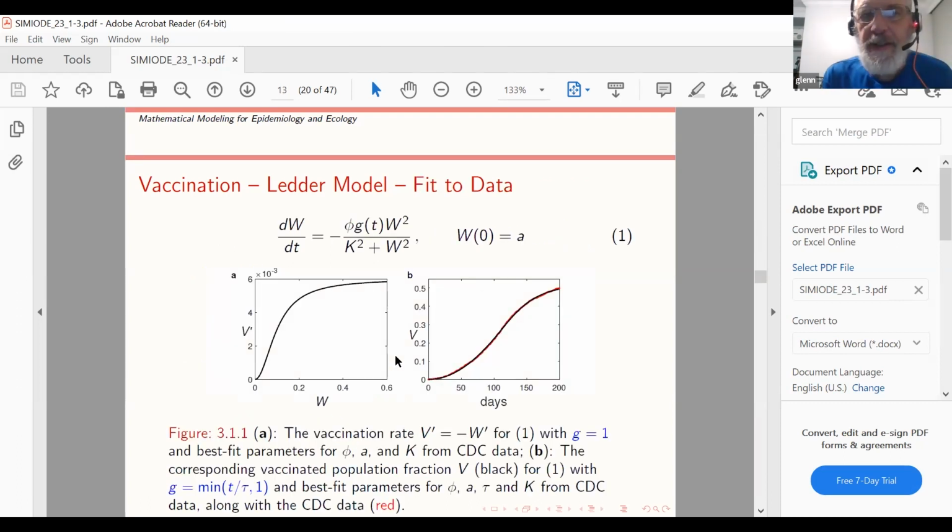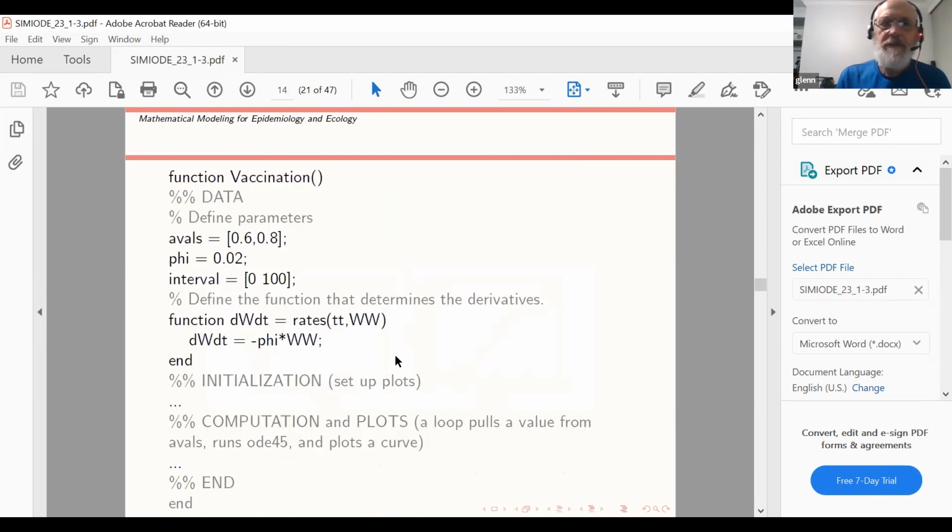Okay, so how does it fit to data? Well, the plot in B is the black is the model, and the red, which you really can't see, is the CDC data. So it fits the data really, really well. I don't have time to talk about the plot on the left, so I'll just leave that.